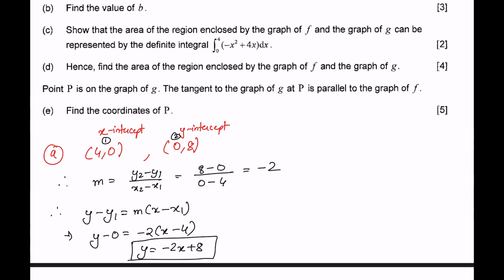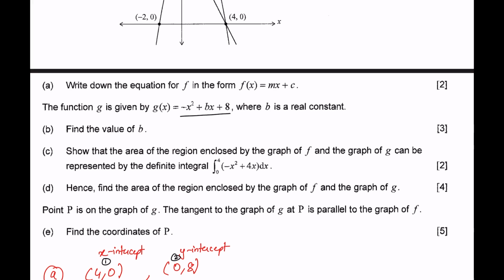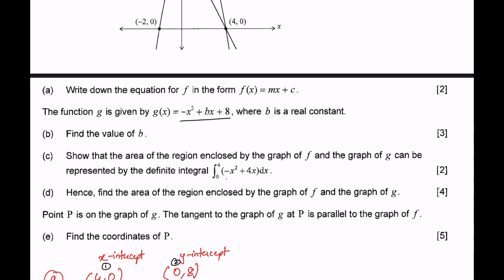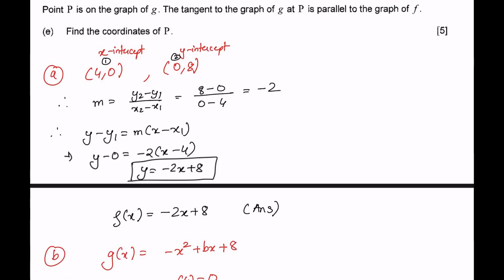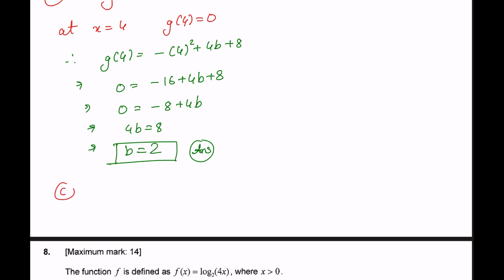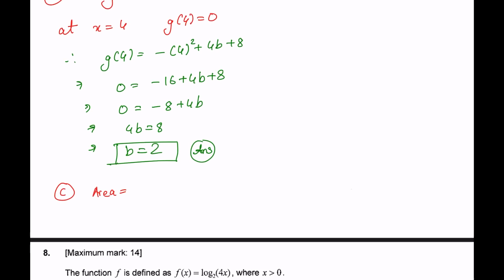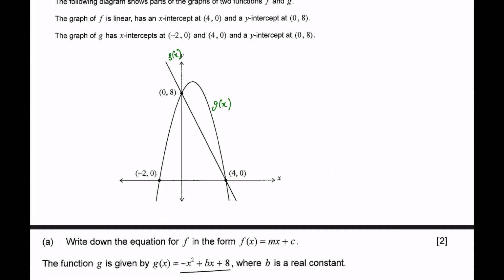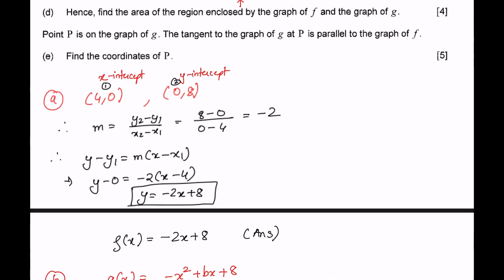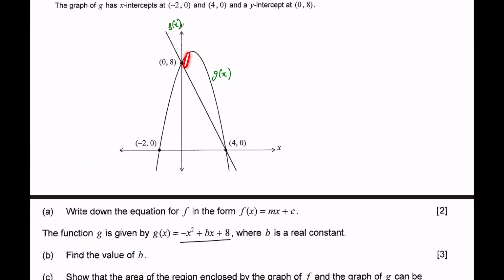Now moving to part C, we have to show that the area enclosed by the graph of f and gx is this. Now you see gx is above fx, right? So the integral would be like this. Area would be the integral of gx minus fx dx, right? So the limits of the integral will start from x equals 0 to x equals 4, because between these points we have the enclosed area. This is our enclosed area basically.